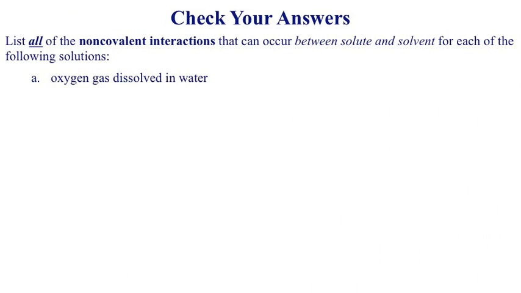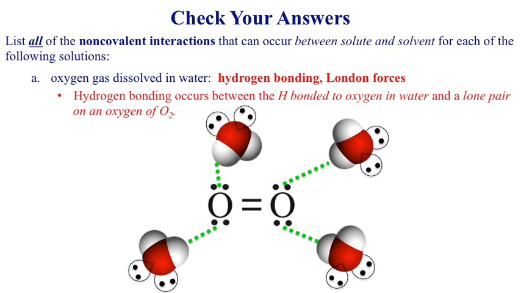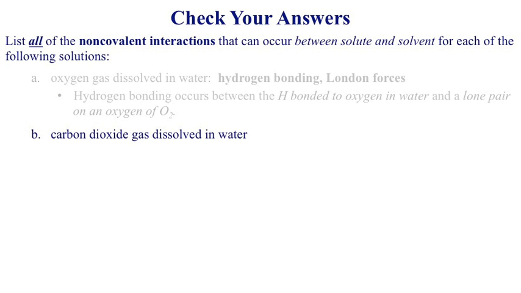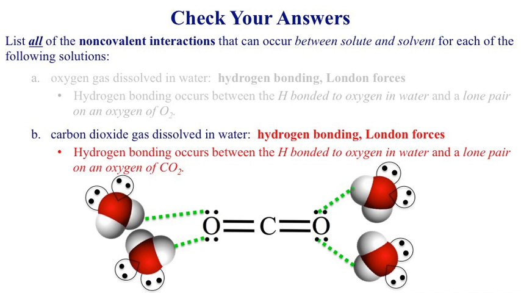Check your answers. In Part A, for oxygen gas dissolved in water, hydrogen bonding and London forces occur. London forces can occur between any 2 molecules. Hydrogen bonding occurs between the hydrogen that's bonded to oxygen in water and a lone pair on an oxygen of the O2 molecule. In Part B, carbon dioxide gas dissolved in water, hydrogen bonding and London forces are present. Hydrogen bonding occurs between the hydrogen bonded to oxygen in water and a lone pair on an oxygen atom of CO2.